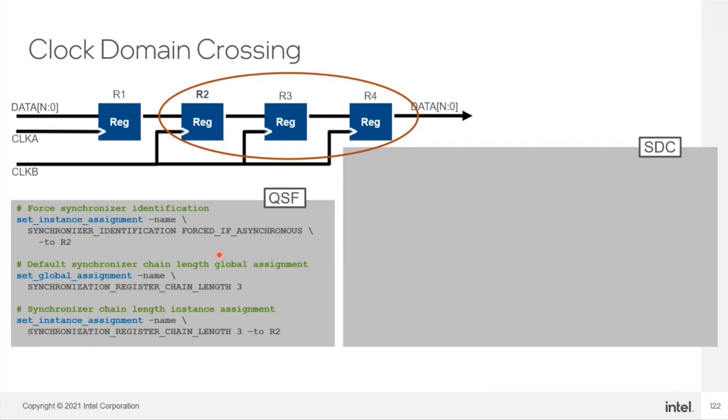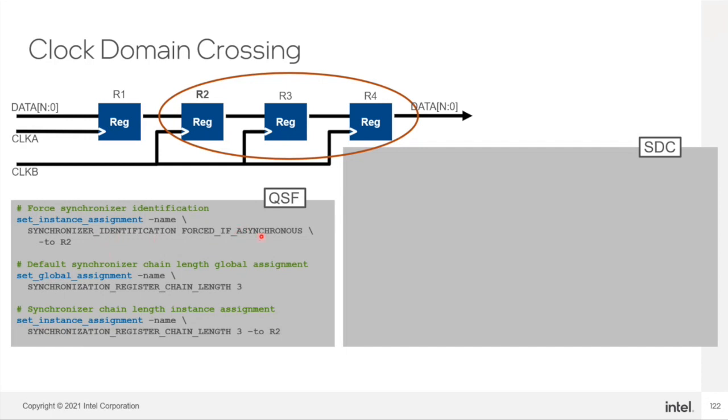All right. So here we have synchronizer identification, forced if asynchronous. So in other words, what we're telling the tools is, the tools can automatically detect a synchronizer. For some reason, sometimes the tools do not. I wouldn't necessarily call it a bug. I would just point more to my ignorance of how the tools determine what a synchronizer is. But you can go ahead and tell it if you don't want to leave anything to chance.